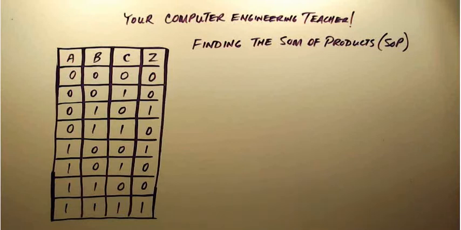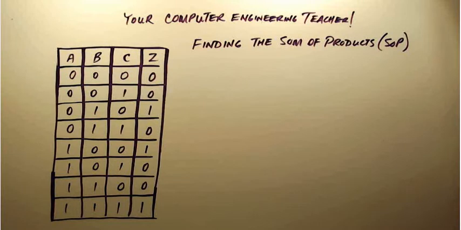In the last video we took a look at how we can determine the sum of products. So let's take a look at another example so you're able to do this on an assignment. Remember, for the sum of products we could have a 2-input truth table, a 3-input truth table, 4 inputs. It doesn't matter how many inputs we have. In this case here, we've got a 3-input truth table and 1 output.